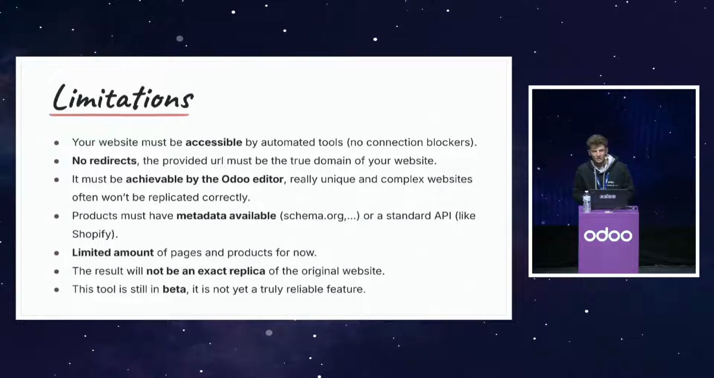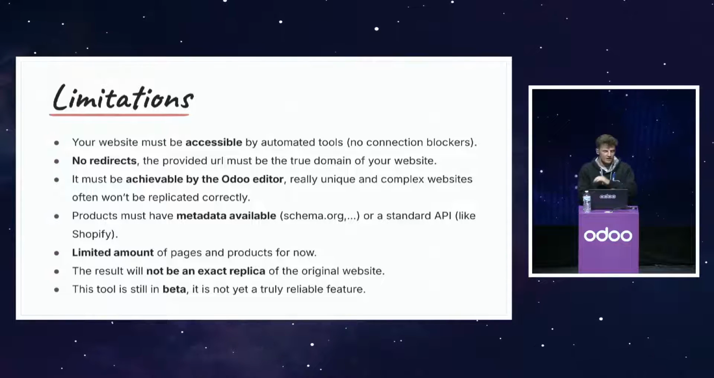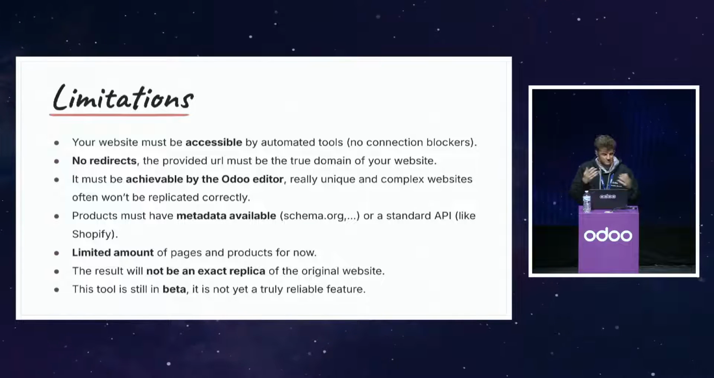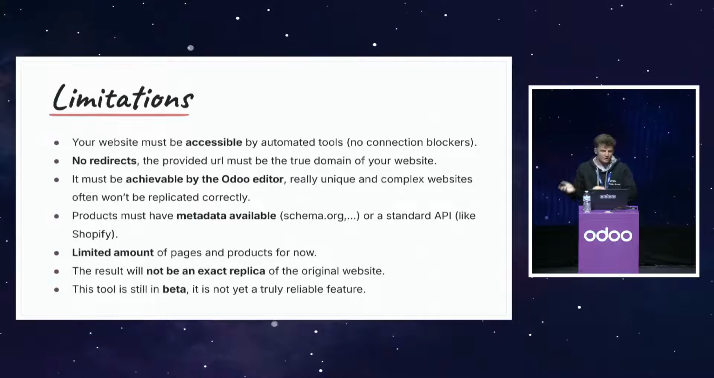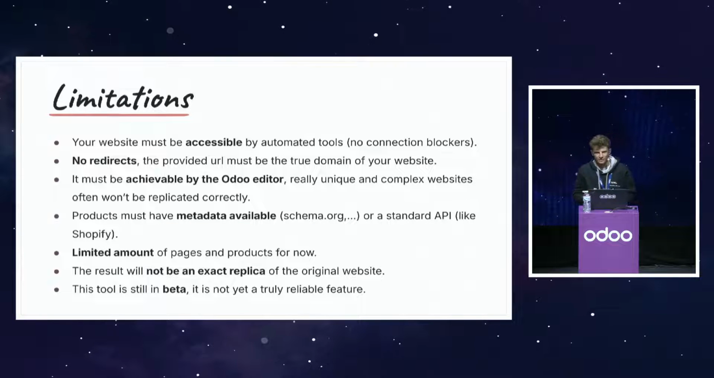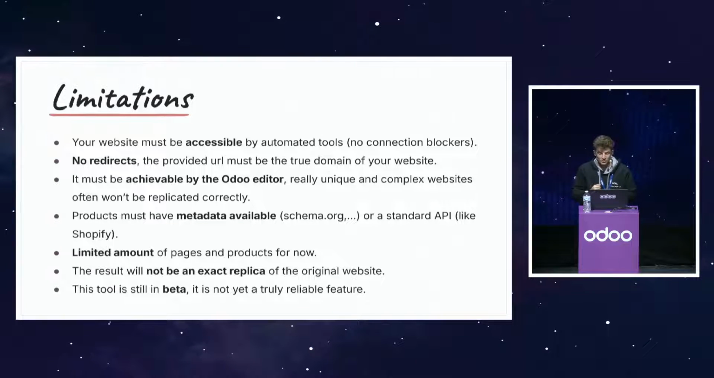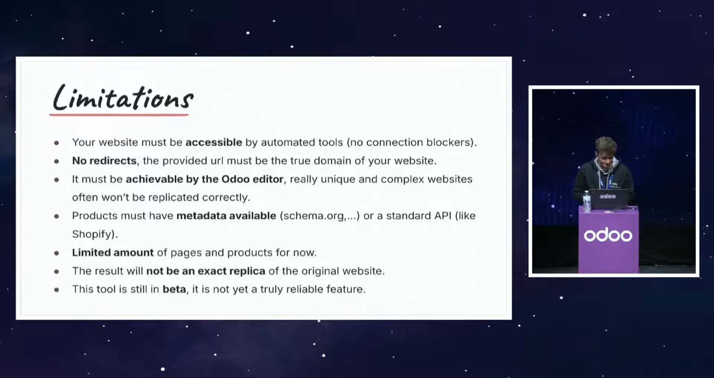If you need products, you must have metadata available. There are a lot of different ways to do that. It's handled by default by more standard e-commerce platforms. Or even better, if you have a standard API to get all the product information, we can use that and really make all of your products.